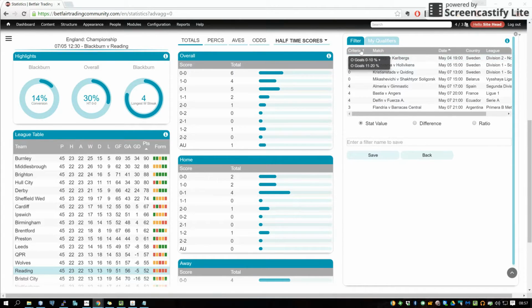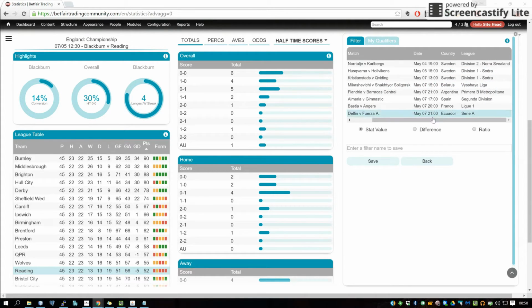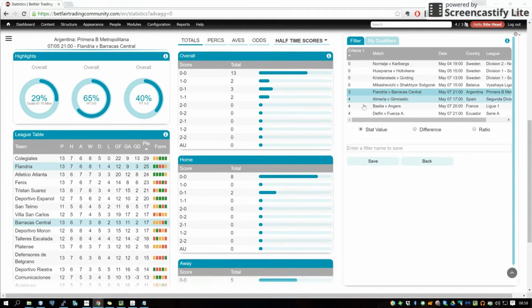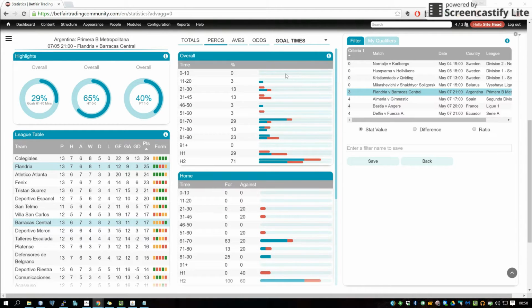Alright, so we've got a few matches in there. I'll sort them by this column, lowest first, and we've got a few from Sweden, one from Belarus, from some of the lower leagues, and one from Argentina here. I quite like the Argentine leagues, so we'll have a closer look at this one. Only 3% of goals within the first 20 minutes. I'll switch to percentages and goal times. You can see we've actually got no goals at all in these two teams' last 10 games each in the first 10 minutes, and only 3% in the 11 to 20.